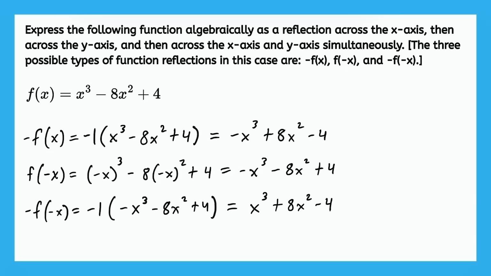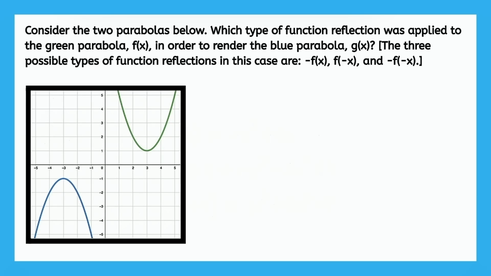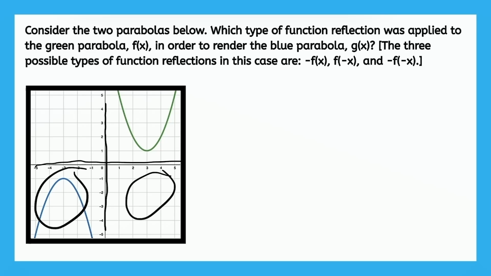Let's do one more really fast example, then we'll be done. Consider the two parabolas below. Which type of function reflection was applied to the green parabola, we're calling f of x, in order to render the blue parabola, which we're calling g of x? And as we know, the three possible types of function reflections in this case are negative f of x, f of negative x, and negative f of negative x. So immediately you should be able to see that to go from this parabola to this parabola, we first reflected over the x-axis and then over the y-axis. So it went here and then over here.